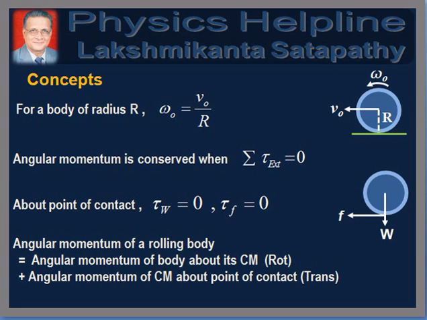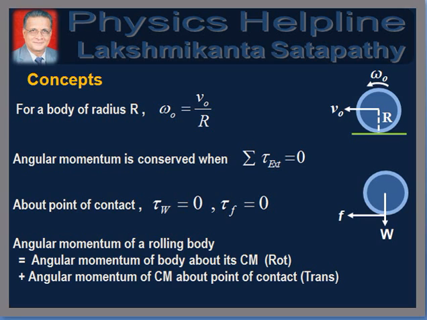Before proceeding to solve the problem, let us recall the related concepts. For a symmetric body of radius r in pure rolling motion, the velocity of its center of mass v0 and angular velocity omega 0 are related as omega 0 is equal to v0 by r. Angular momentum of a body is conserved when the net external torque acting on it is 0.